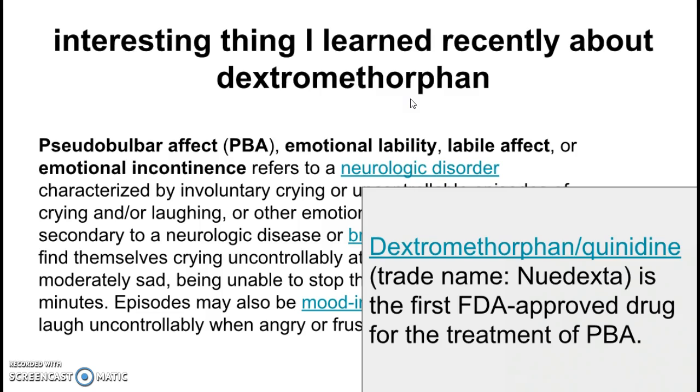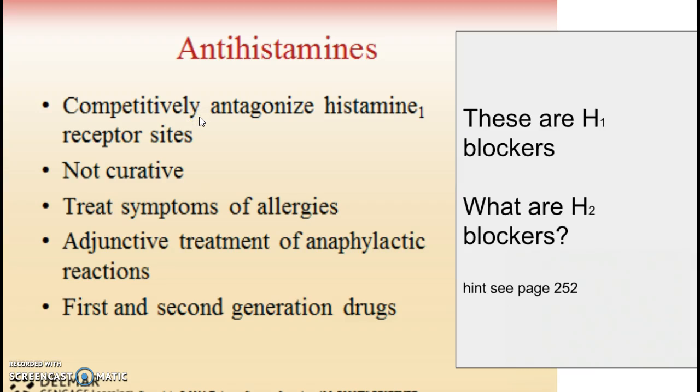It's called Nuedexta. It's the first FDA-approved drug for the treatment of PBA, or pseudobulbar affect, what I was just talking about. I guess it somehow works in the same way that it acts on the central nervous system to tell your brain you don't really need to cough. It somehow works in that same way to control your emotional outbursts. So just a little interesting addition.